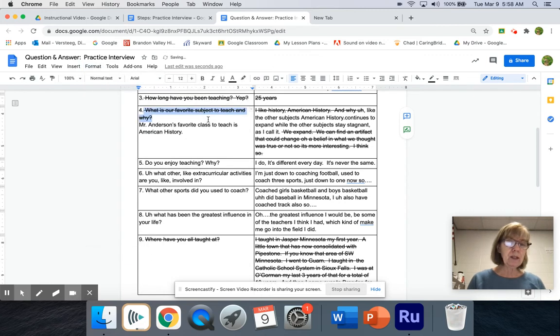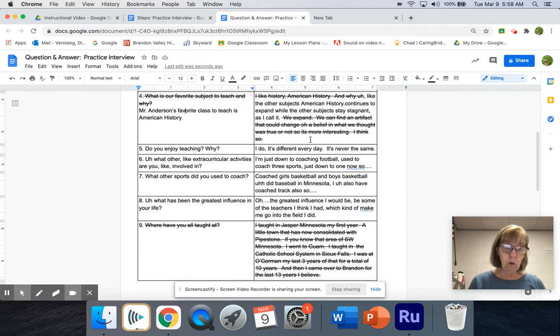We don't want to delete it. If you push the delete key, then we can't go back and try to figure out what was the question, okay? And so if you're going to repeat part of his answer as part of your narration, then you have to get rid of his answer. So now it goes, Mr. Anderson's favorite class to teach is American history. You, the narrator, record that. And then he says, like the other subjects, American history continues to expand, while the other subjects stay stagnant, as I call it. And then this whole part right here, we actually are just going to get rid of. Okay? So question number 4 is done.